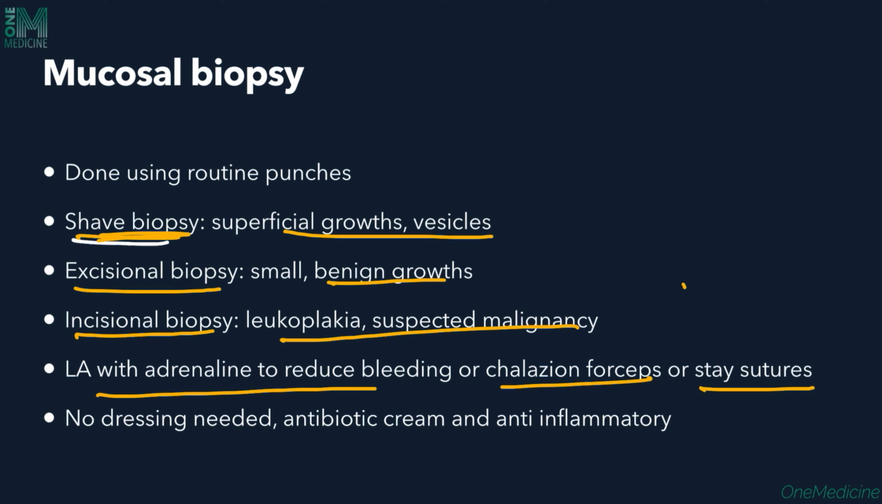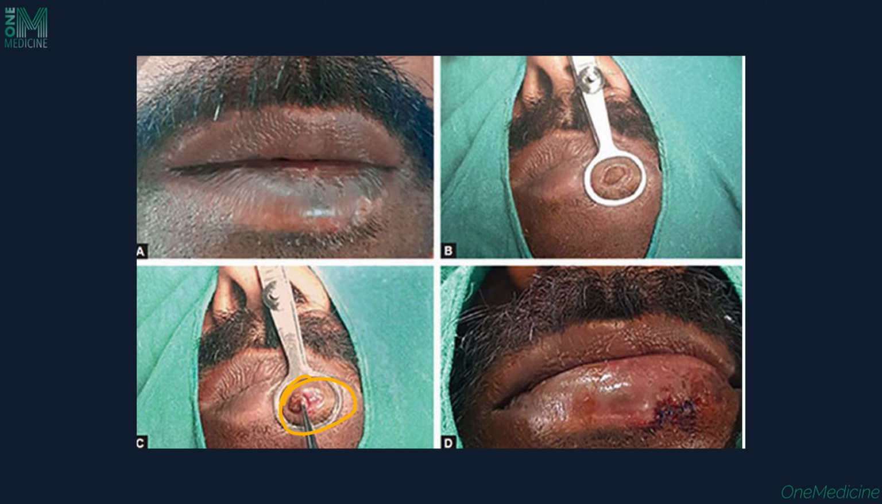Again, one thing to remember is it should not be given in the lips. It's better avoided. This combination of local anesthesia and adrenaline is better avoided in the lips. No dressing is needed. Antibiotic cream and anti-inflammatory treatment is enough. So here you can see the use of excision forceps to basically obtain a bloodless field in removing this particular lesion, and it's removed and sutured.